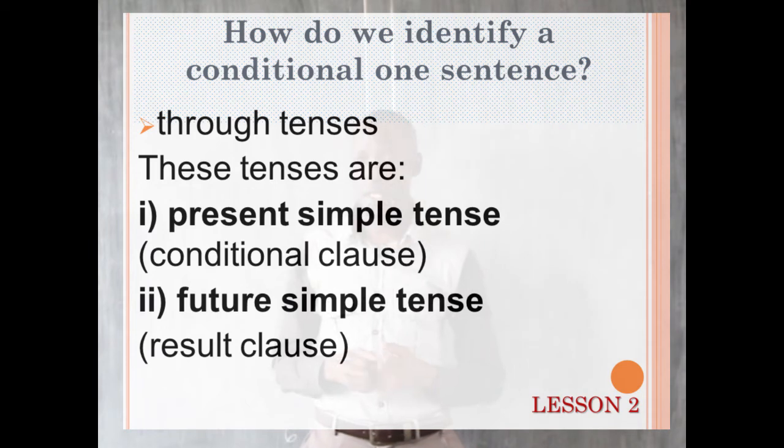Then the second tense is what we call the future simple tense, which is found in the result clause of a conditional 1 sentence. And the future simple tense simply talks about things that are expected to take place in the future. I want to give examples to that effect.